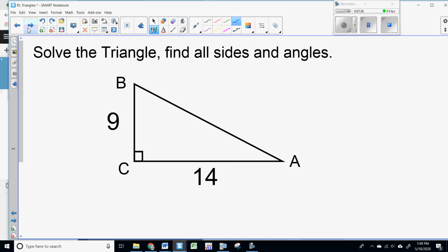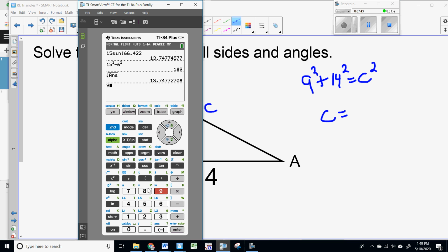Let's look at another example. So we want to solve this. First thing, we need to find side C, and we could do that just with Pythagorean theorem. 9 squared plus 14 squared equals C squared. So if we put that into a calculator, we have 9 squared plus 14 squared. We take the square root of that, and we get 16.643.